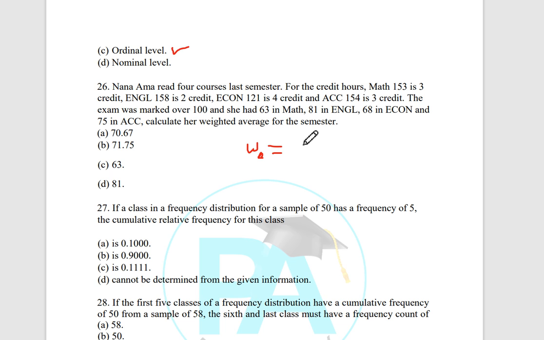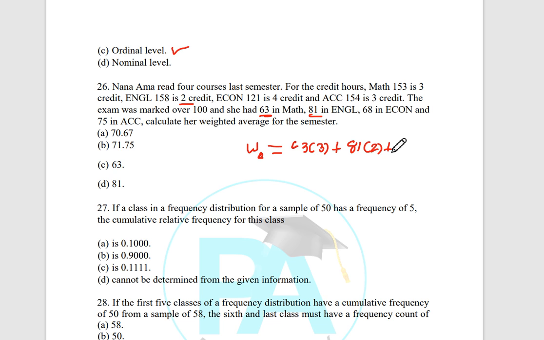What I mean by that is, what's your mark for Math 153? Your mark for Math 153 is 63, right? So you say 63 times, what's the credit hour for Math 153? The credit hour is 3, right? So times 3. Then you say plus. What do you get in English? You got 81 in English. So you say 81 times, what's the credit hour for English? The credit hour for English is 2 credits. Okay, so times 2.